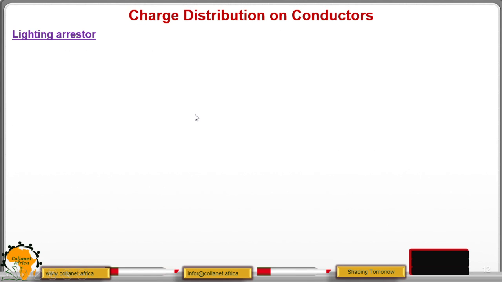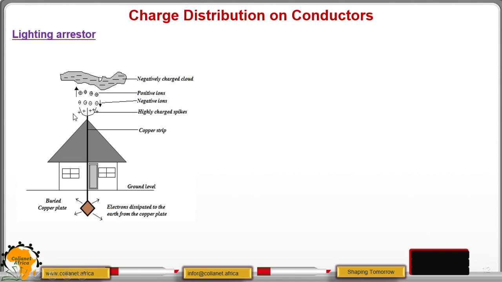We are going to see the diagram here, as shown. So these are the spikes, and this is the copper plate that is buried deep in the earth. Then we have the conductors connecting the two. We have the copper strip. We have our building here. And in this one, we have the cloud. You can see that in our case here, the cloud is negatively charged.